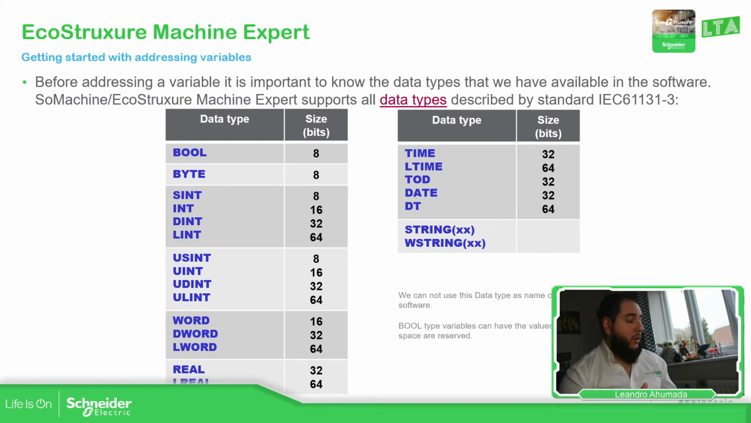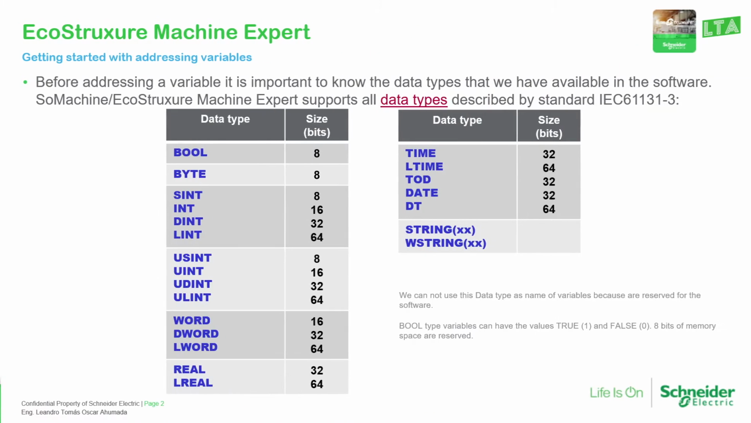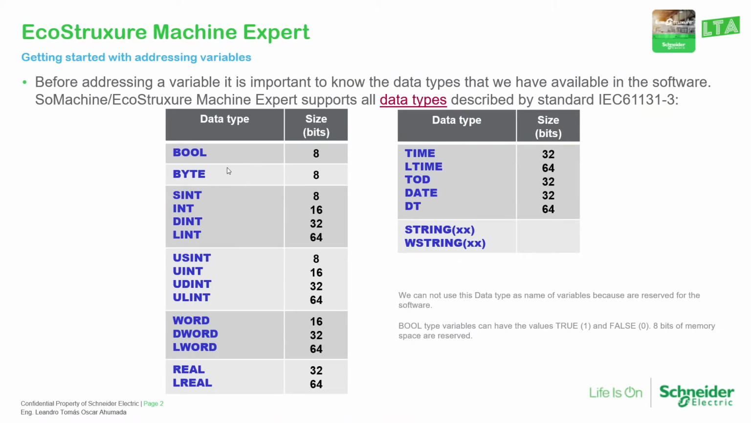Let's go to the full screen. Okay, we have the bytes, the size is 8 bits. Then we have the integer types: single integer, double integer, and long integer. Here you can see the sizes: 8 bits, 16 bits, 32 bits, and 64 bits. The same with the unsigned. Then we have the word, the real, the time, operation, and the strings. So here there's some more information about this.